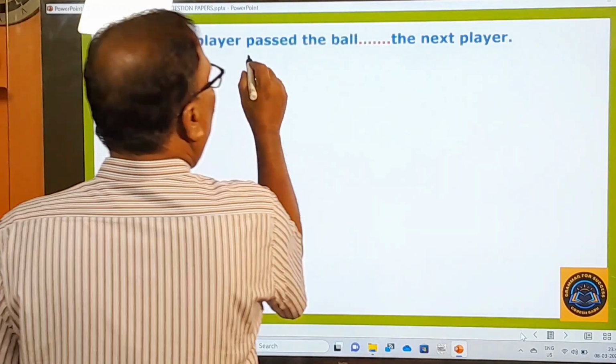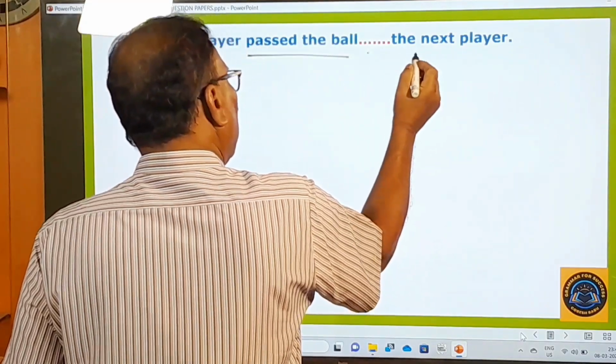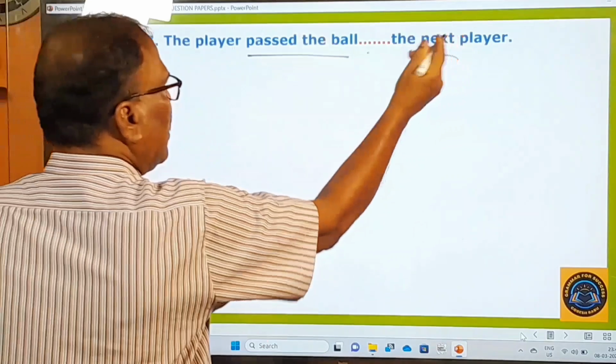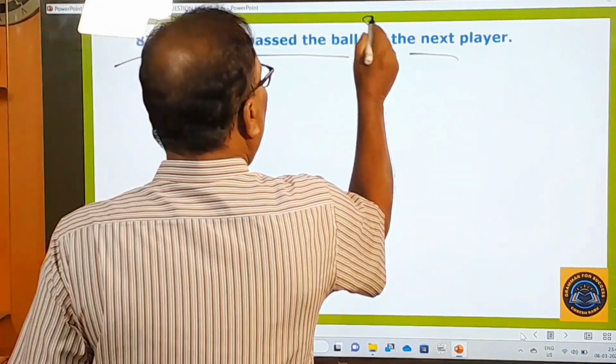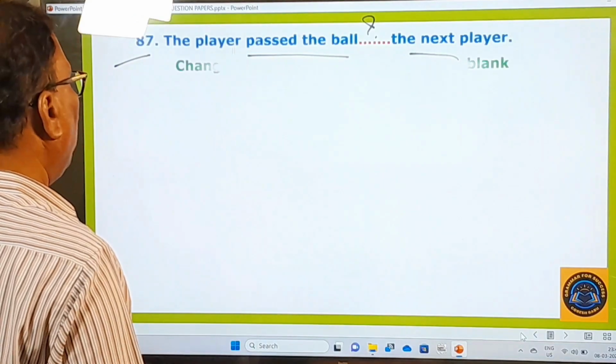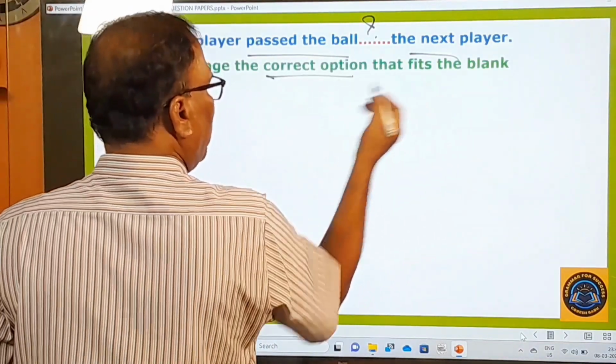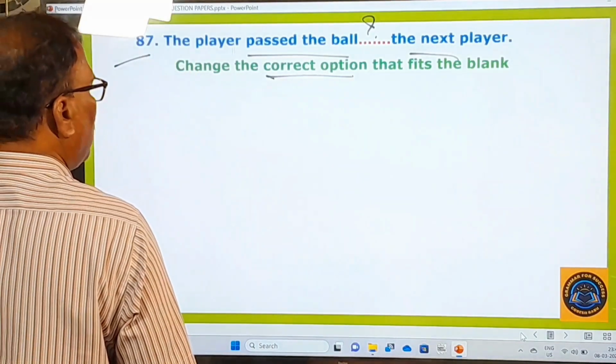87th one. The player passed the ball, dash, the next player. What is to be used in this blank? So let us look at the options. Choose the correct option that fits the blank. And what are the options given?